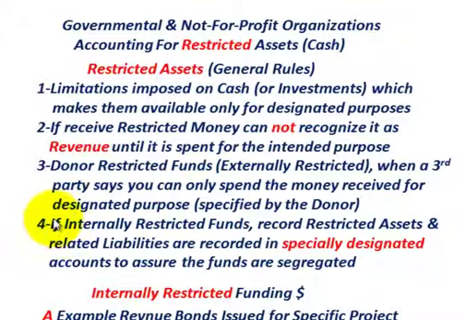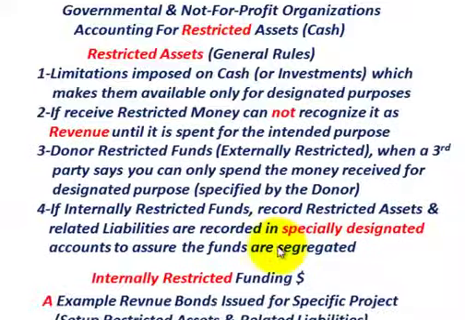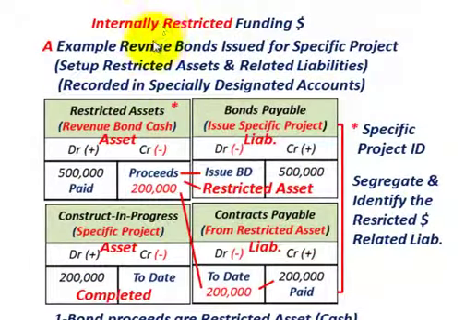And fourthly, if you have internally restricted funds, that is, the governmental body or the organization internally restricts some funds, you'd be recording a restricted asset and a related liability. And they're recorded in specially designated accounts to assure that the funds are segregated from the other funding in the organization or the governmental unit.